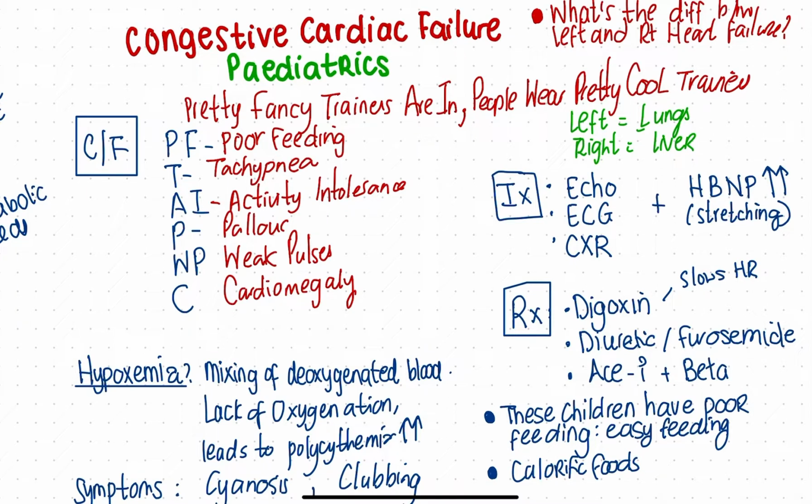peripheral edema, and you remember there's a build-up in the SVC and the IVC. If there's a build-up of pressure in the superior vena cava, you're going to get jugular venous pressure elevation, and inferior vena cava will also lead to hepatomegaly.